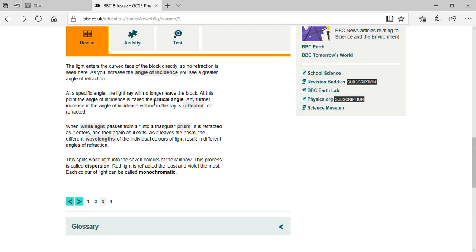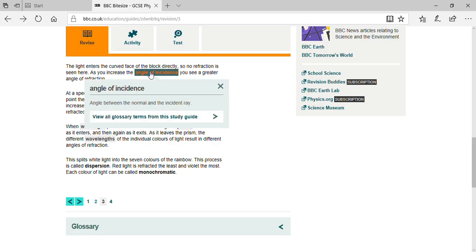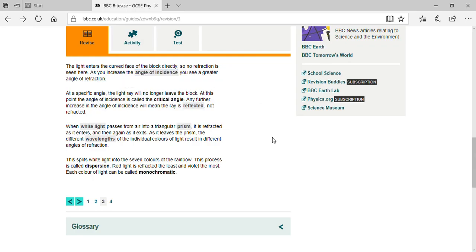So here, beta, again they are explaining the angle of incidence. You can also understand that with respect to refraction. The rule is the same over there. That means the angle between the normal and the incident ray. The angle of refraction means the angle created between the refracted ray and the normal, okay?